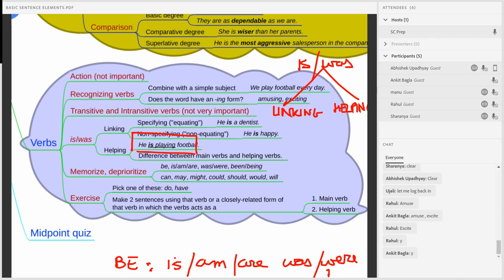Okay, I've got a couple of yeses. Guys, if you have doubts, please unmute your microphone. You're welcome to. Okay, I've got three yeses. Let me check. Manu and Sharanya. Yeah, Sharanya, go ahead.